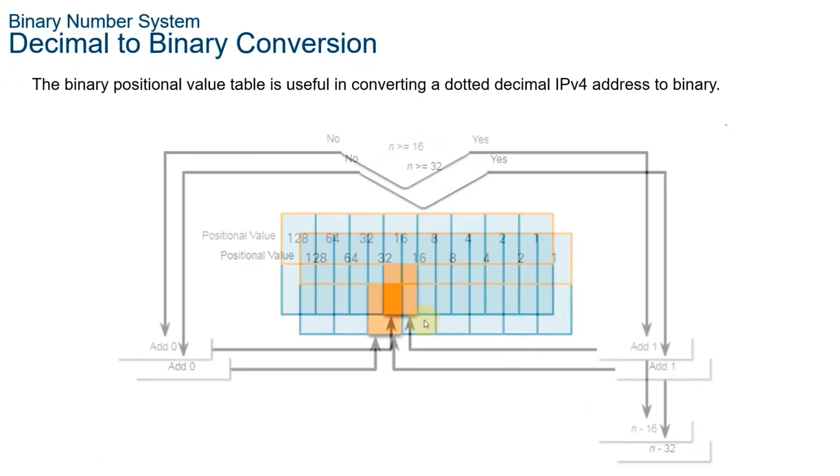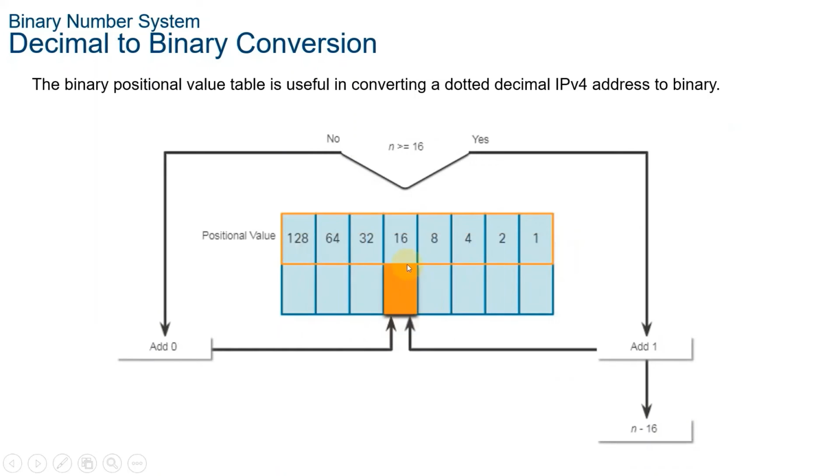Same thing with 16. Is the decimal number of the octet n equal to or greater than the next most significant bit, which is 16? If no, then enter binary 0 in the 16 positional value. If yes, then add binary 1 in the positional value and subtract 16 from the decimal number.